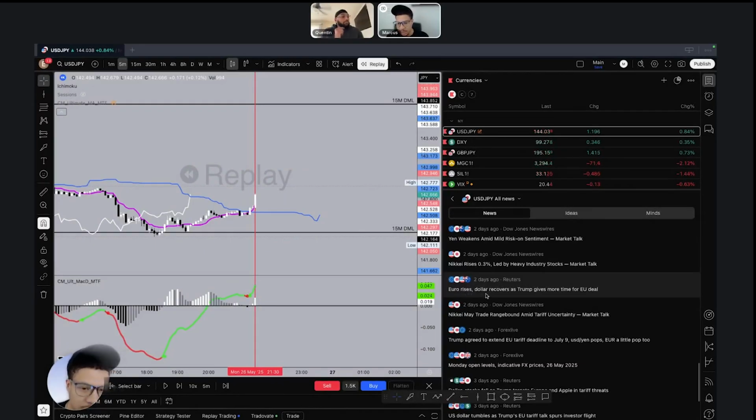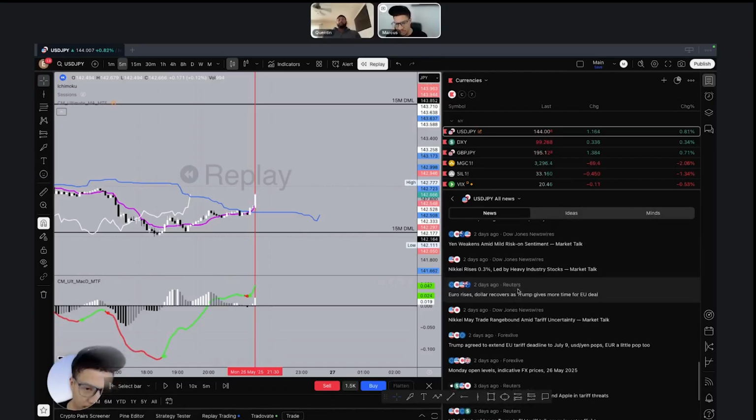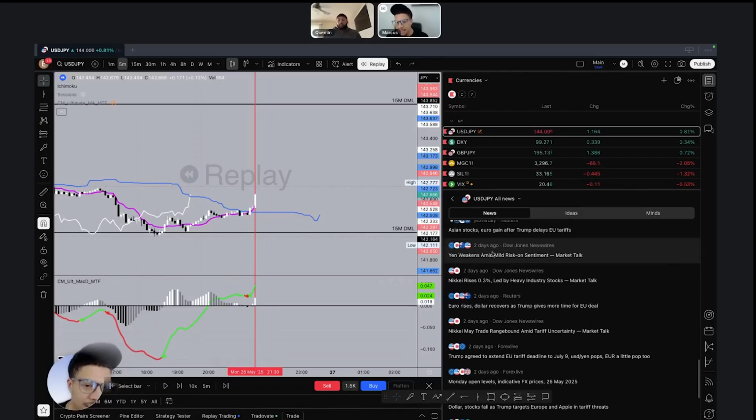Euro rises, dollar recovers as Trump gives more time for EU deal, right? Bullish for risk on currencies, because first of all, euro is a risk on currency, and then Trump gives more time is a positive thing. So that's going to shift markets to risk on. Yen weakens amid mild risk on sentiment.